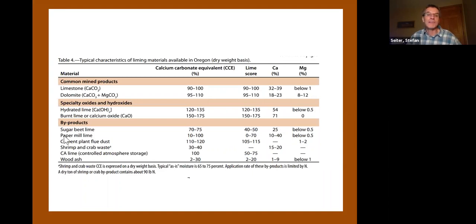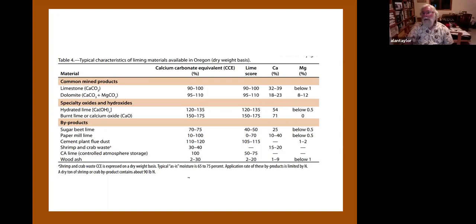Some people have access. Some of our growers take the paper mill lime down from the Harrisburg plant, and some of our gardeners might have access to that as well. That should be measured. It can be very, very effective. So basically, it's just like regular lime, but it also can be not so effective. So that depends a little bit. But this gives you a little bit of sense of how efficient and effective the different materials are.